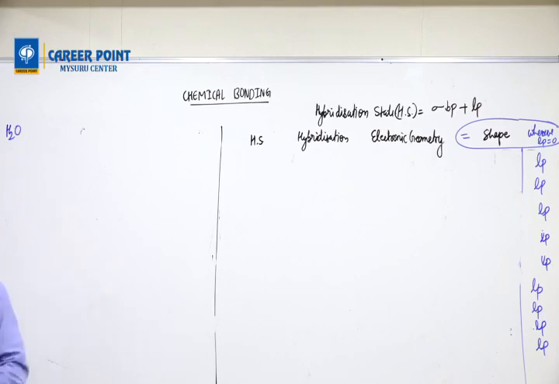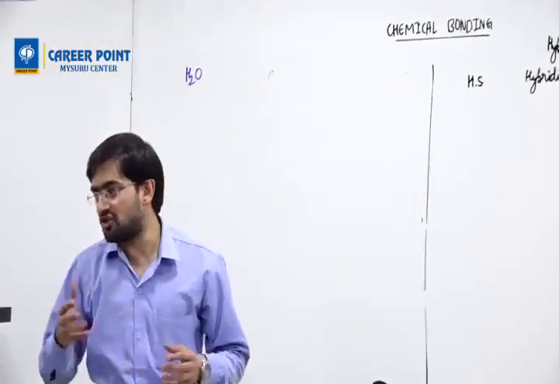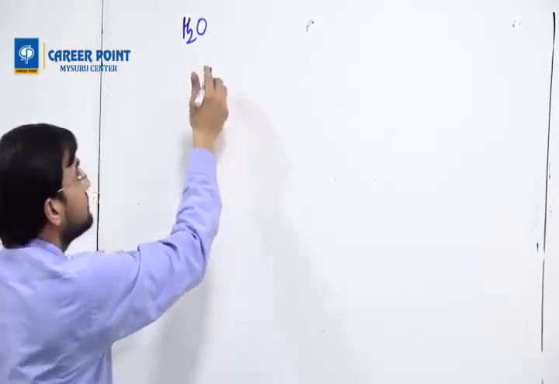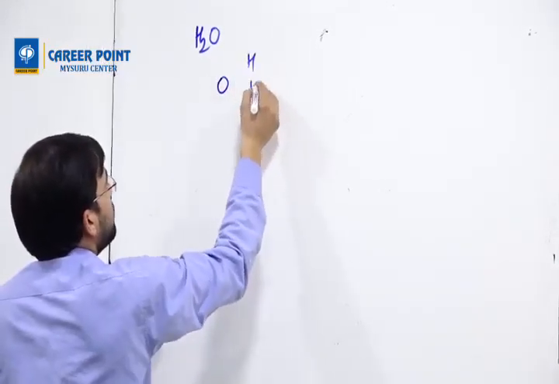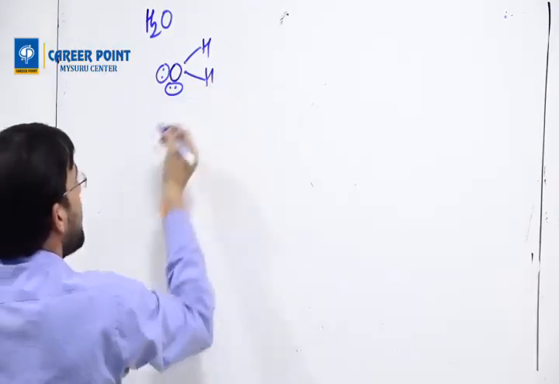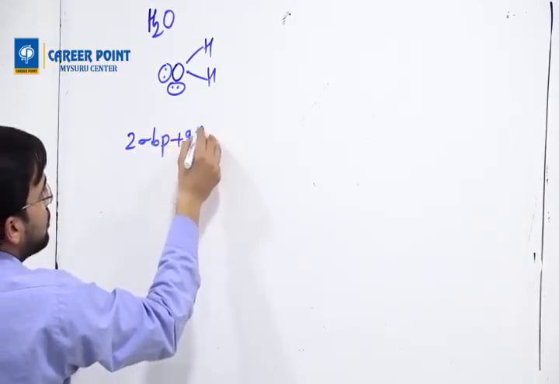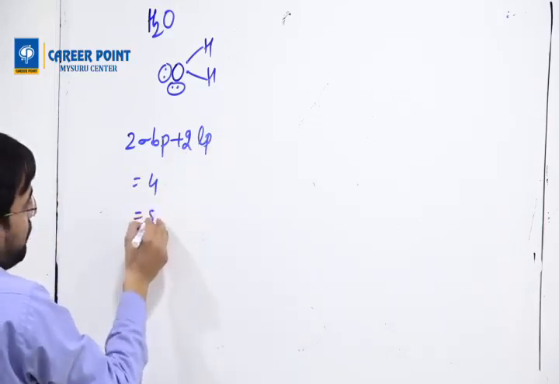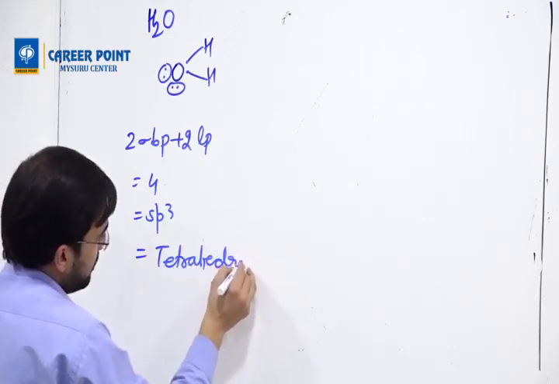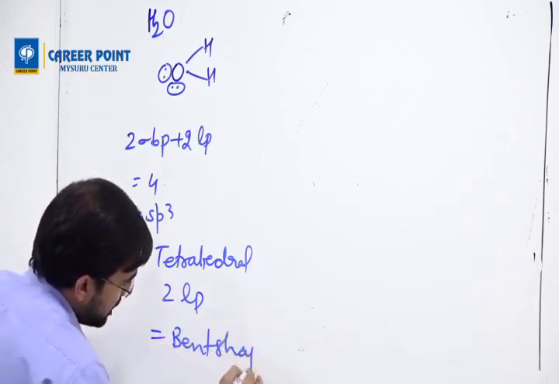Right, the answer is sp3, tetrahedral, 2 lone pair, bent shape. If you look at this side only: oxygen, hydrogen, 1, 2, 3, 4, 5, 6. So I can say 2 sigma bond pairs plus 2 lone pairs. Total value 4. 4 gets you sp3. sp3 gets you tetrahedral. But it has 2 lone pairs, so we have bent shape.